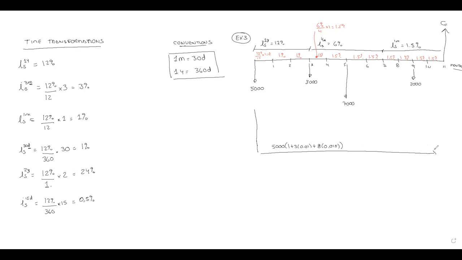The 3,000, guys, I will move them to the future. This is going to be 3,000 times 1 plus how many times 1.5%? Well, 8 times 0.015. You tell me the number. 7,000 to the future is going to be 7,000 times 1 plus how many times 1.5%? 6 times 1.5%. So you give me the number. And 2,000, guys, to the future is going to be 2,000 times 1 plus 2 times 1.5%. Correct? Can you give me the numbers?